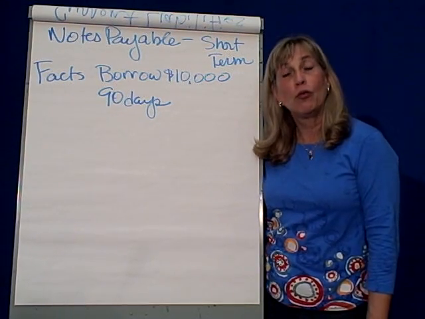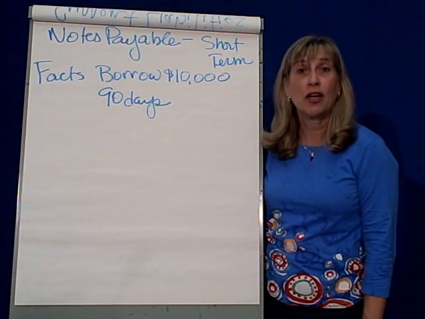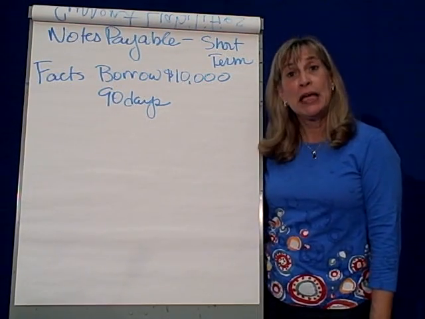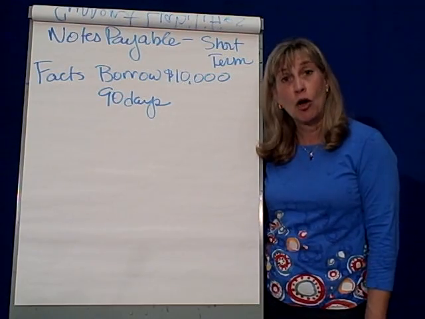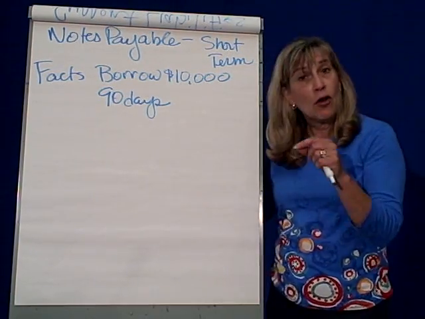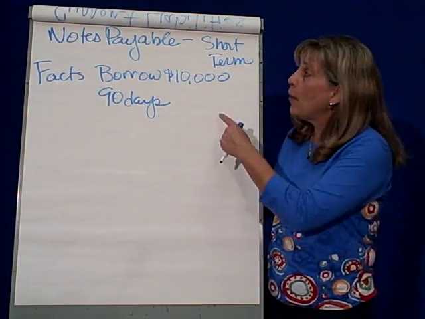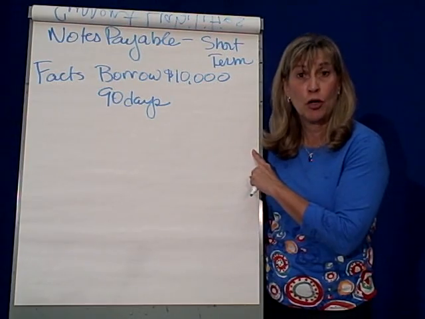Current liabilities. One type of current liability you can have is you can borrow money on a short-term basis. That means that you're going to repay that loan within 1 year. Now, let's go through the various types of entries you could have with borrowing a short-term note payable.